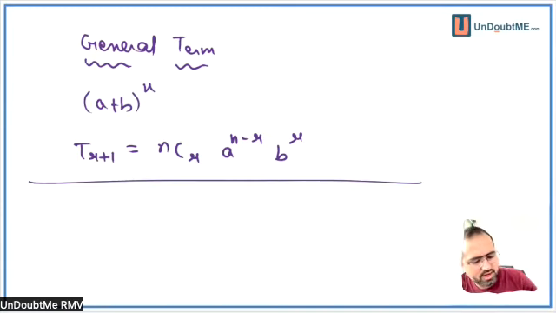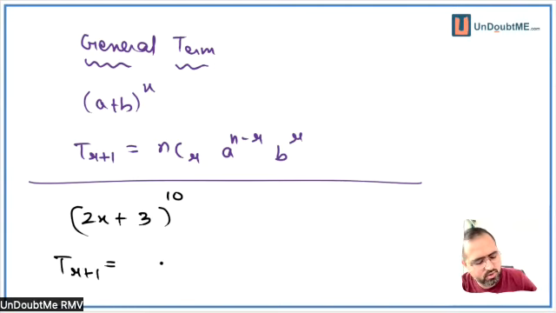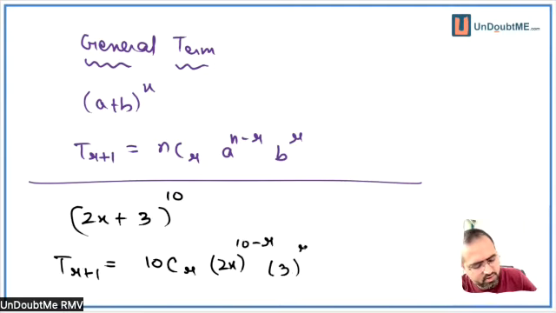That I can show you in an example. So if I have (2x plus 3) to the power 10, then my general term will be T(r plus 1), 10Cr, (2x) to the power 10 minus r, and 3 to the power r. We will do a question on binomial based on this general term.